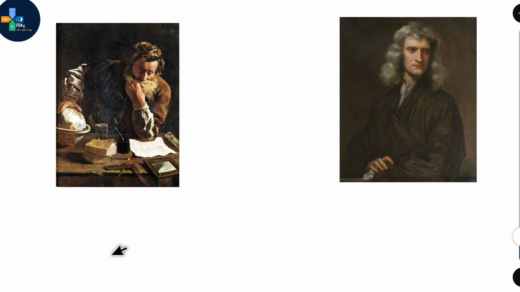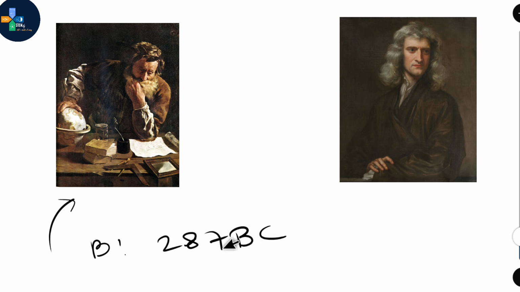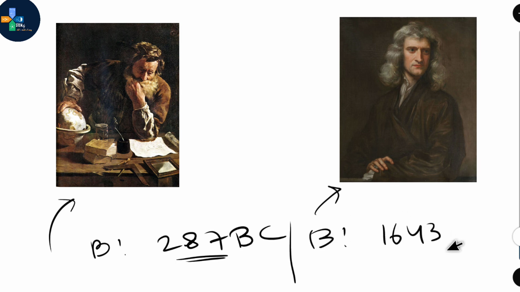This is the very last part of the video. I will close this video after telling you this. I can't end this video without sharing this bit of history with you. This guy over here is Archimedes. He was born nearly 287 BC, as per records. And this guy over here, everybody knows him. He is Newton. He was born in the year 1643.